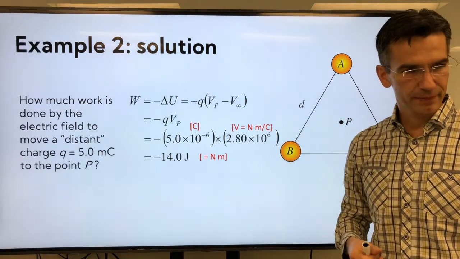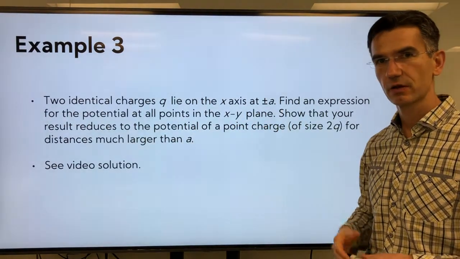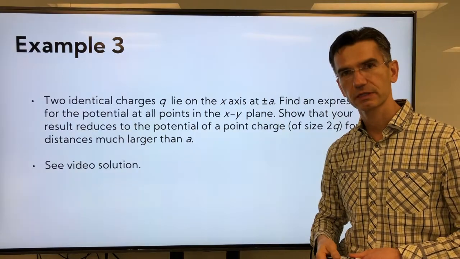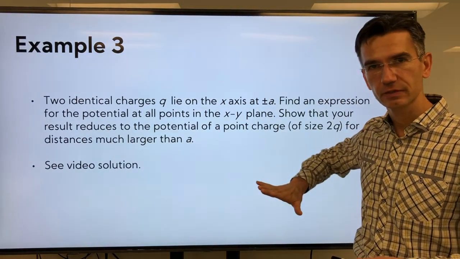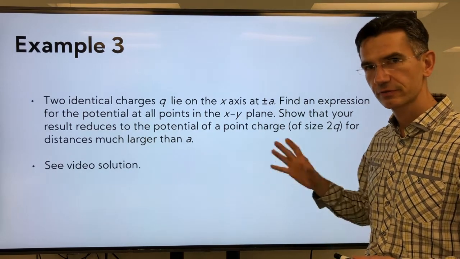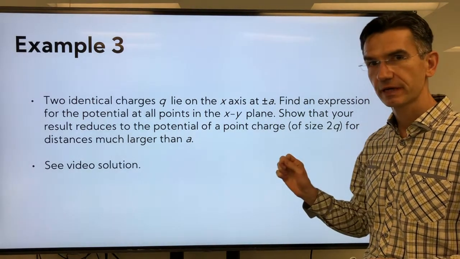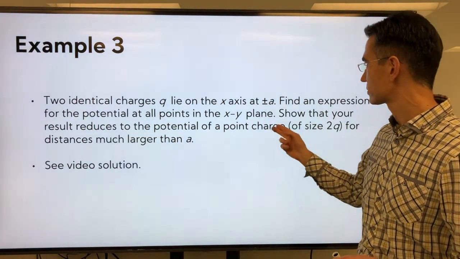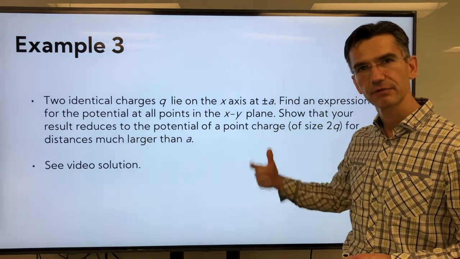The next example will be of just 2 charges, but now the question is to find a more general expression for the electric potential anywhere in the xy plane around these 2 charges. And for this, there's a separate video solution of the problem. And we'll also, in fact, look at what happens if the 2 charges not necessarily have the same sign, but if they have opposite signs, like we would have for an electric dipole.